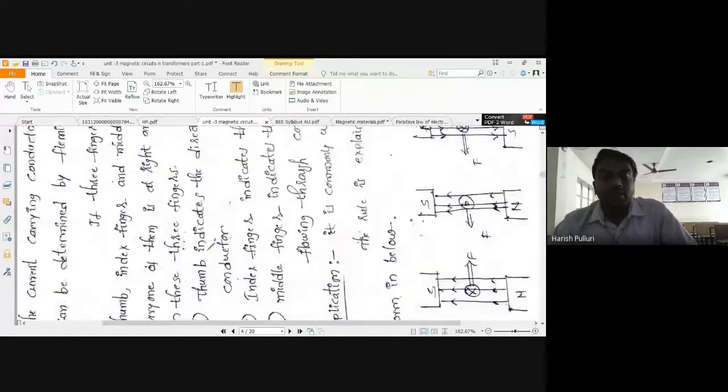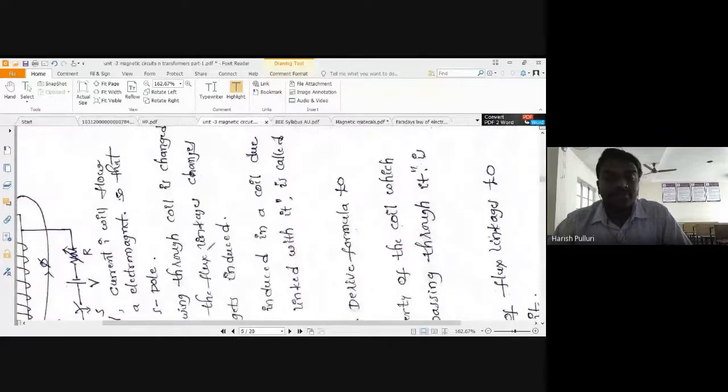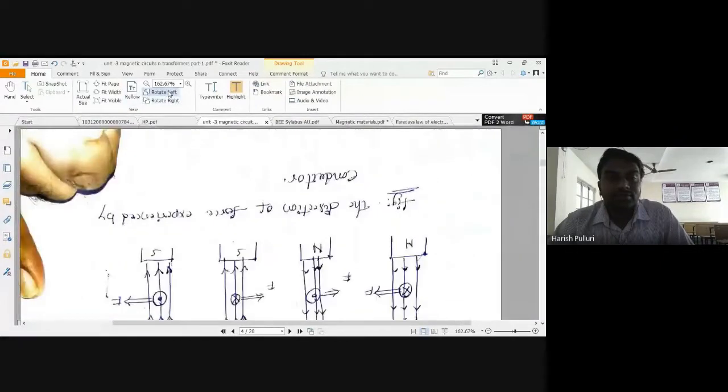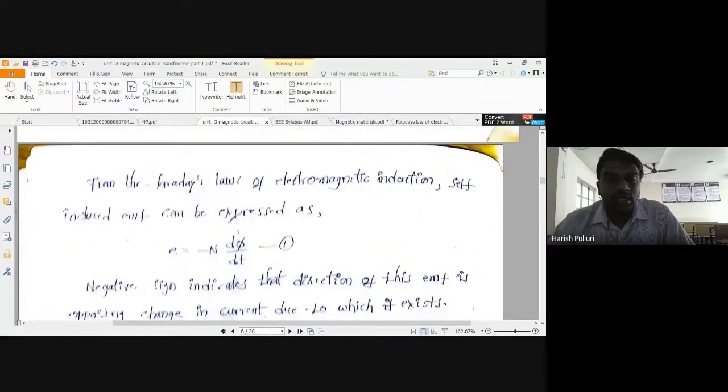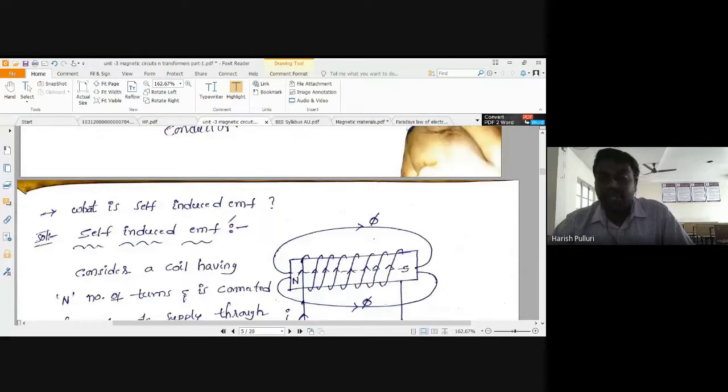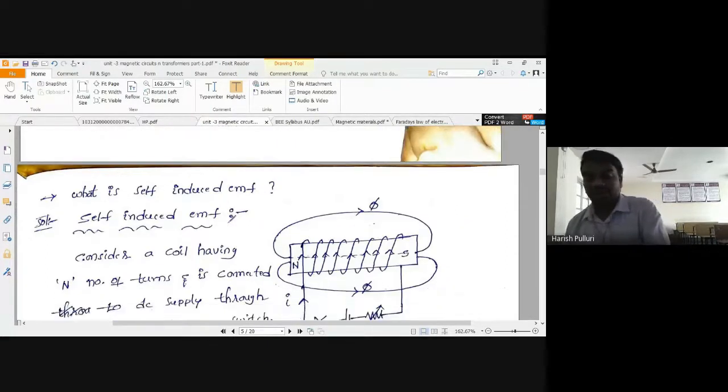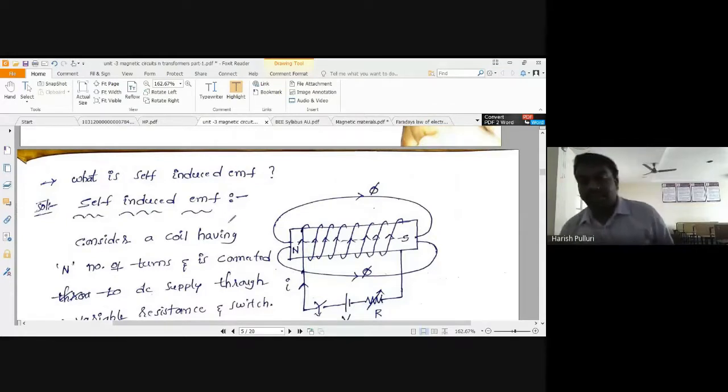Right. So the next concept is self-induced EMF and mutually induced EMF. According to Faraday's laws, when we take a coil, or multiple coils, generally represented like this, and there is a change in flux linking these coils, EMF is induced.